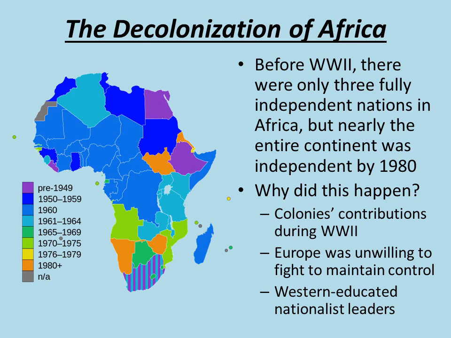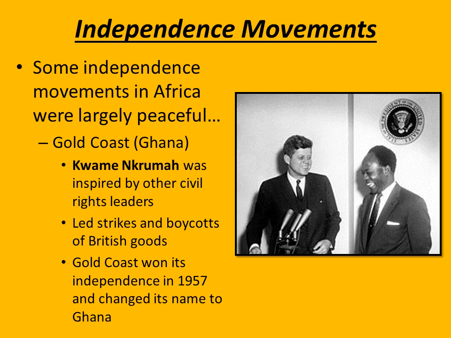Also, Europe was unwilling to spend the money and the resources to try to maintain control in those countries. They were a little wary of war after 2 world wars in the last quarter century. Also, there were plenty of Western-educated people from these African countries who started up nationalism movements in their homeland, similar to what Gandhi did in India, having been educated primarily in England. So independence movements usually went one of 2 ways.